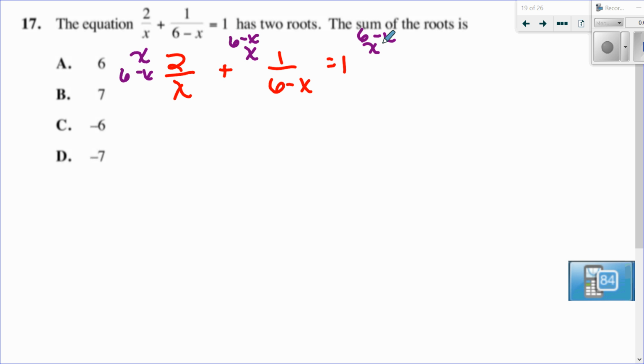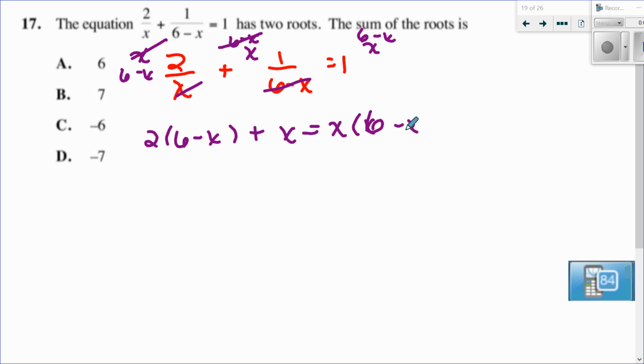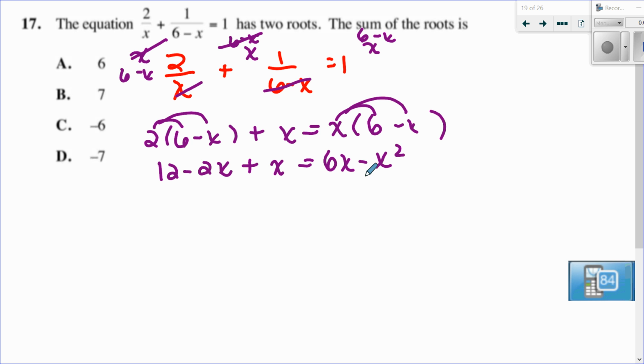And now I simplify. So multiply and divide, I'm left with 2 times 6 minus x plus multiply and divide 1 times x equals 1 times anything is itself, so I'm just left with x times 6 minus x. Let me make that a little neater. Okay, 6 minus x. So here, distributive property, I have 12 minus 2x plus x equals distributive property 6x minus x squared. Okay, so I have 12 minus x, grouping my like terms, equals 6x minus x squared.